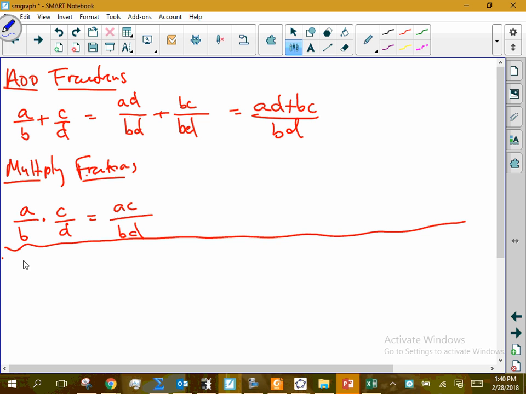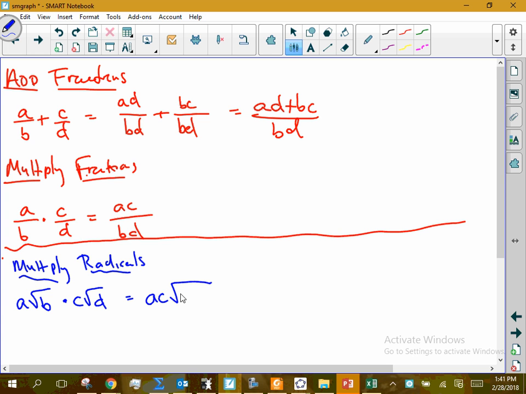What if I want to multiply radicals? Let's say I have A radical B times C radical D. Does anybody know what I have to do with those? A times C. What goes under the radical? Under the radical would be B times D. Okay, DB, same thing.